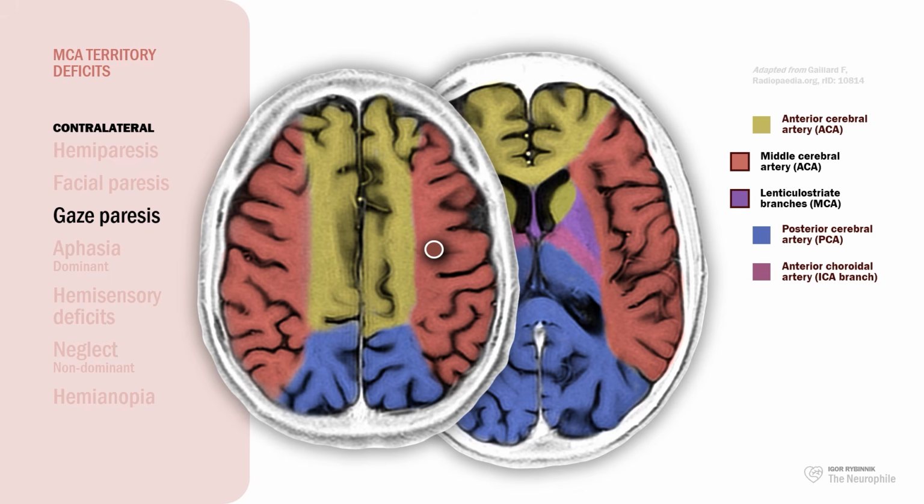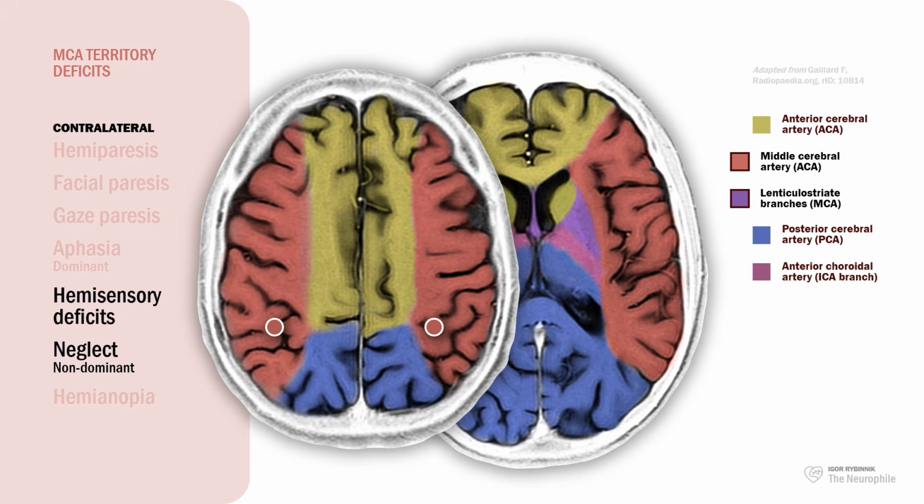Horizontal gaze paresis is caused by the dysfunction of the frontal eye fields. Aphasia results from the injury to the dominant, usually the left hemisphere. Frontal lobe lesions affect expression, and temporal lobe lesions affect language comprehension.